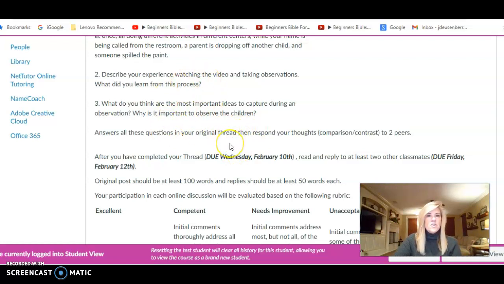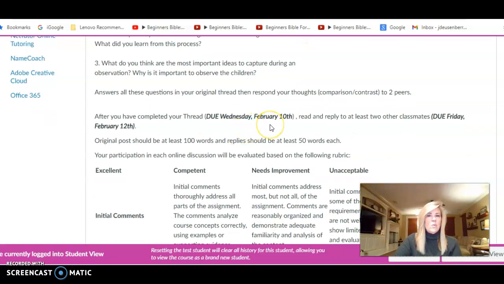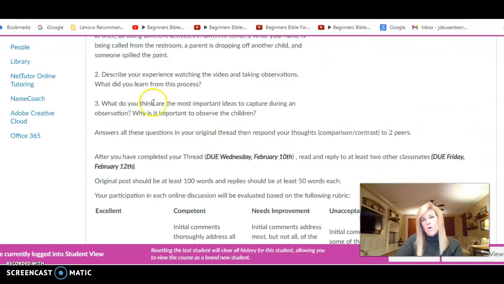Your answer to these questions will be due that Wednesday, which is February 10th, 100 words or more, and then your 2 peer posts are due by Friday the 12th, 50 words or more, and again, here is your rubric.